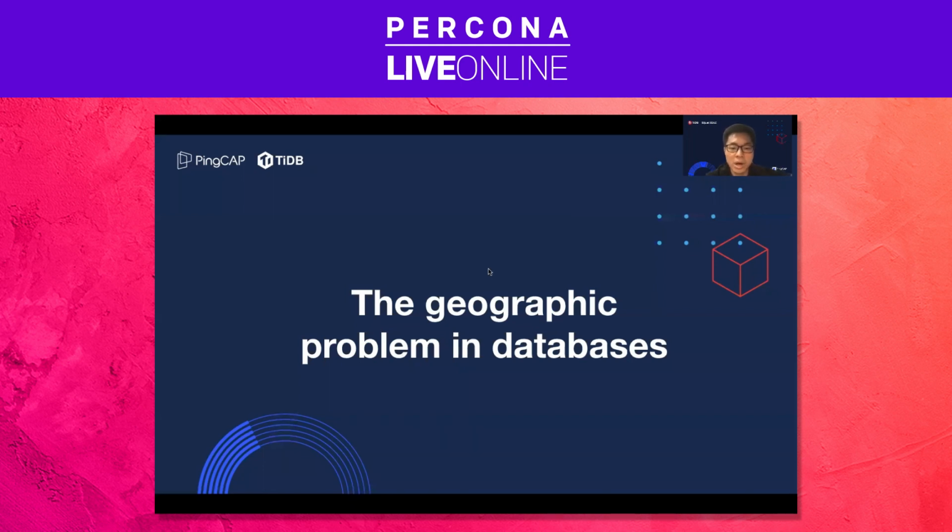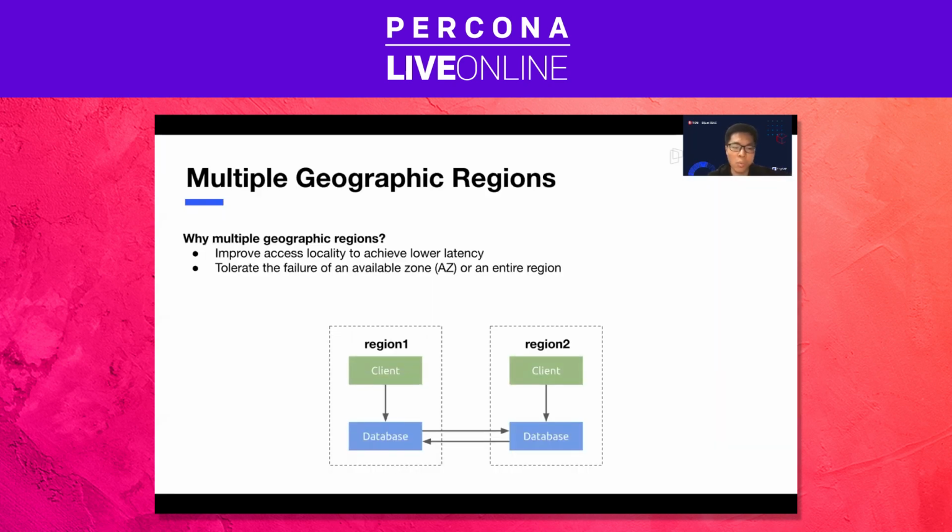At first, let's talk about the geographic problem in databases. So why do we need multiple geographic regions? There are several reasons. The most significant one is that a database across multiple regions can improve access locality, which can achieve low latency. Secondly, it also improves availability. For example, even if the database in AZ1 is down, the application from AZ1 can still access the remote database in AZ2.